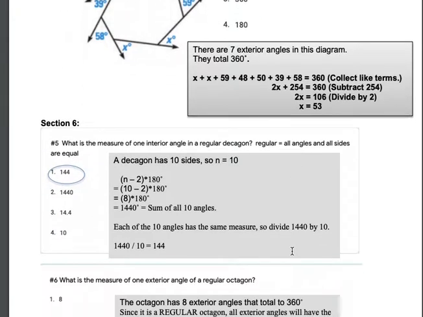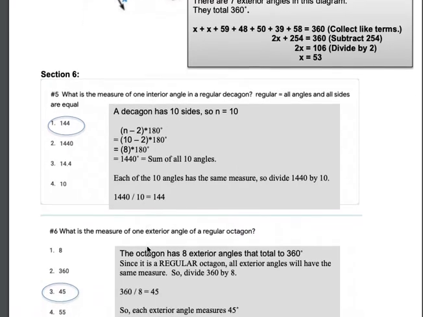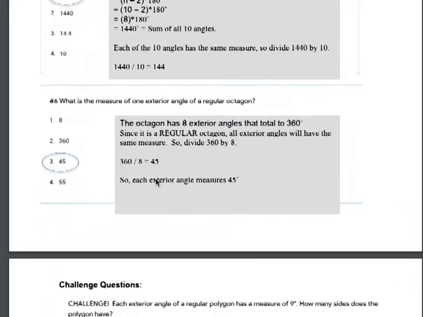What's the measure of one, that's the key word, one interior angle in a regular decagon? Regular means they're all the same measure, all the angles and all the sides are the same measure. So let's find the sum of all the angle measures in a 10-sided figure, because that's what a decagon is. And then since all 10 angle measures are the same, just take that sum and divide it equally by 10, and you get 144 degrees.